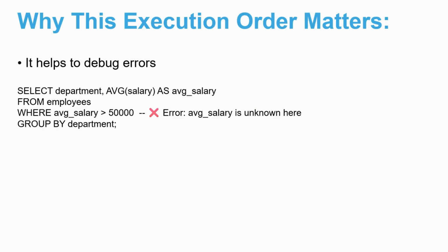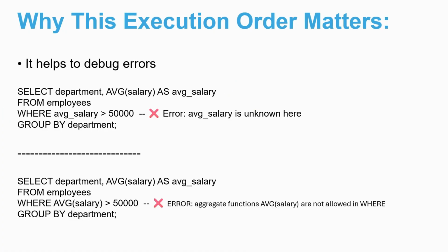So in this case, what would you suggest? Can we write our query like this? But this is also wrong, because as per the execution, FROM will execute first, then WHERE, and GROUP BY will execute after WHERE. Also, GROUP BY works with the aggregate function, and WHERE works on the individual row. So the error is that the aggregate function, which is average salary, is not allowed in the WHERE clause.